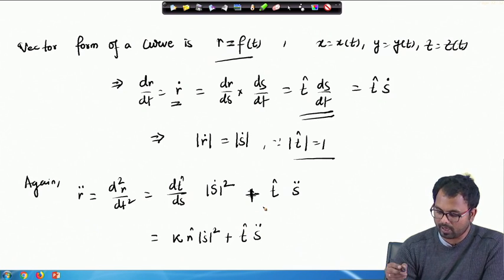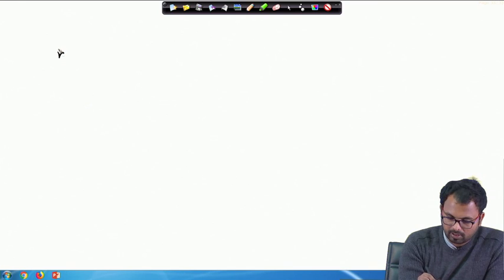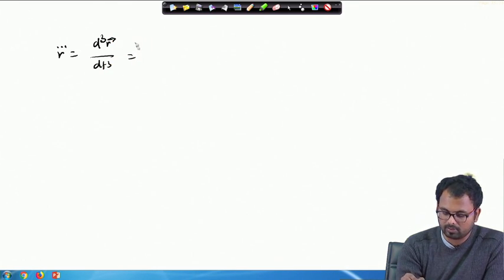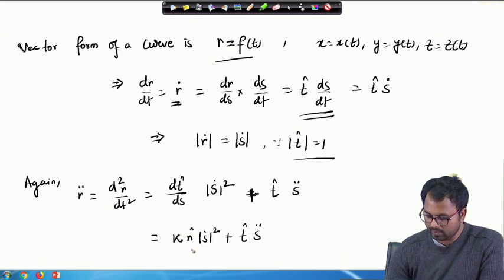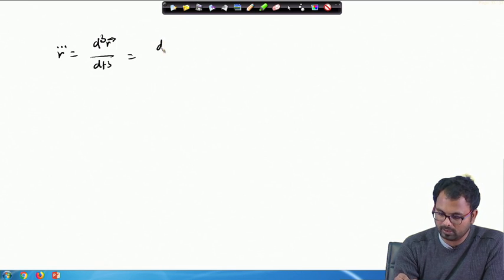And lastly we will calculate r triple dot, which is basically d cube r by dt cube, and this will be basically, if I go here, dn ds times s dot to the power 3. So, this will be dn ds times s dot.